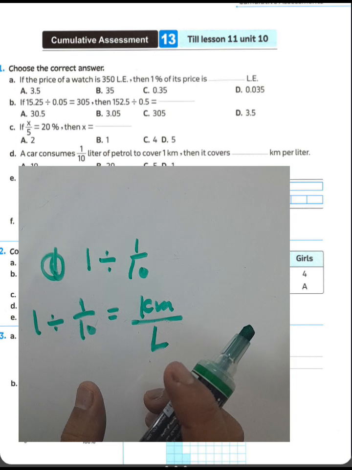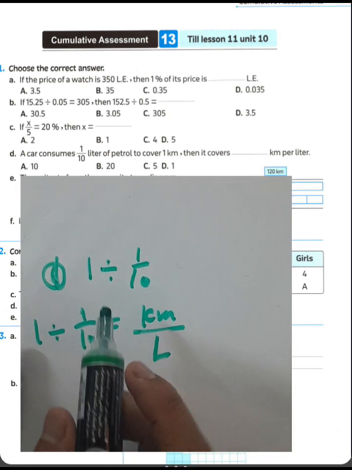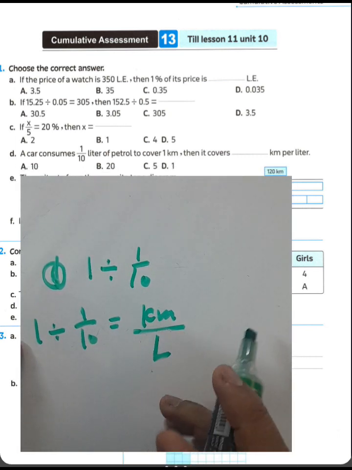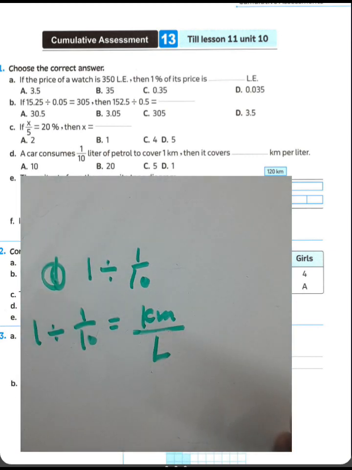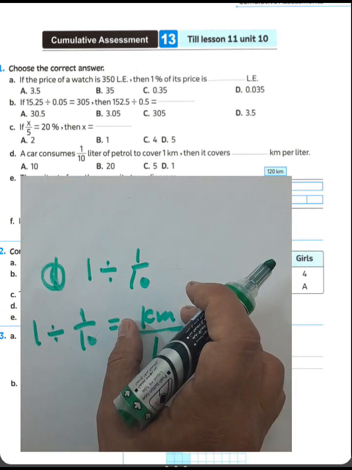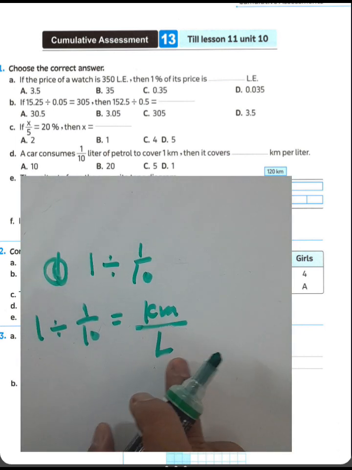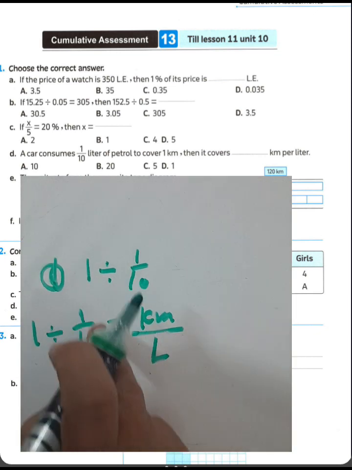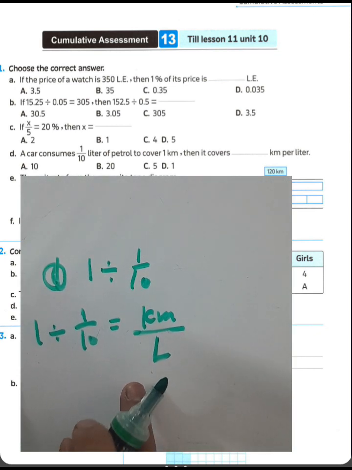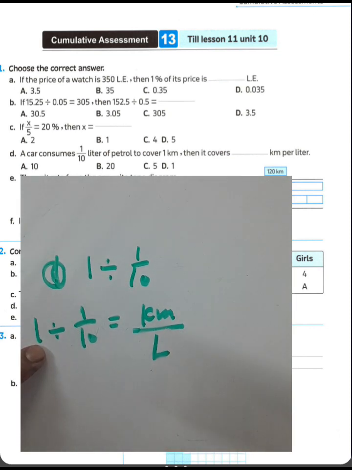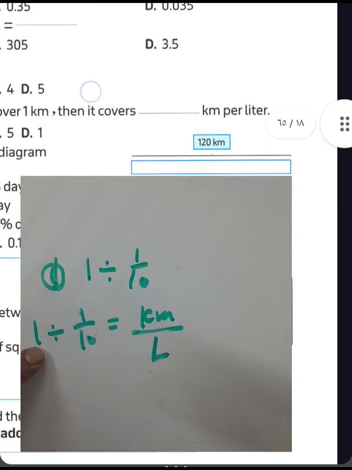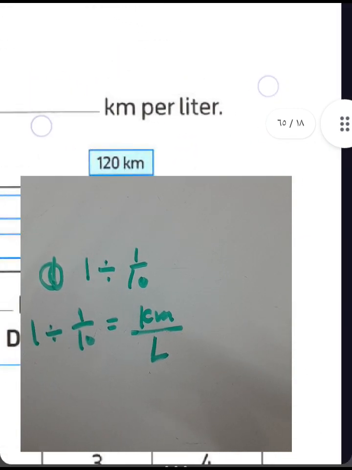This car covers a distance in kilometer per liter. We want to find kilometer per liter. What is the distance of this car? It goes 1 kilometer, and it consumes how many liters? 1 over 10. Again, in this example, we want to find the rate. We know the rate compares two different units. Then we write kilometer per liter.